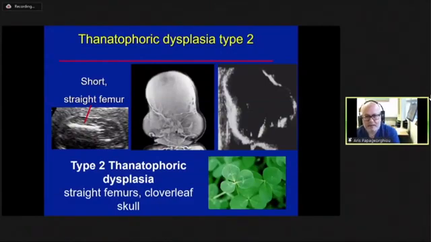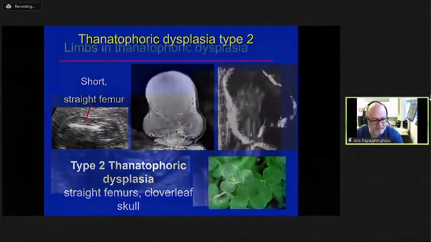Here, type 2 thanatophoric dysplasia with that very characteristic clover leaf shape skull. And for those of you who don't have English so good, this is clover. It's the plant, the trefoil. This is where the name comes from.